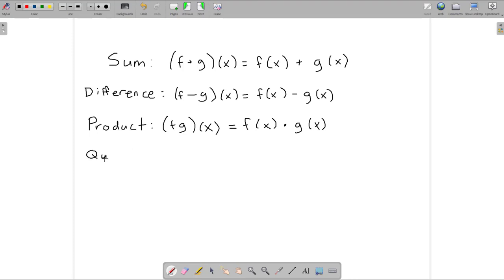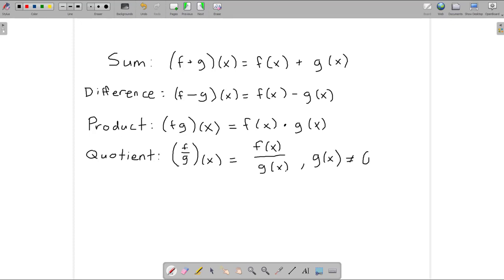Finally, we can look at the quotient of two functions. The quotient of f and g, denoted like this, f over g of x equals f of x divided by g of x. And here, we need our g of x to not be equal to 0, because remember, you're not allowed to divide by 0, and my g is in the denominator here, so g cannot be 0.